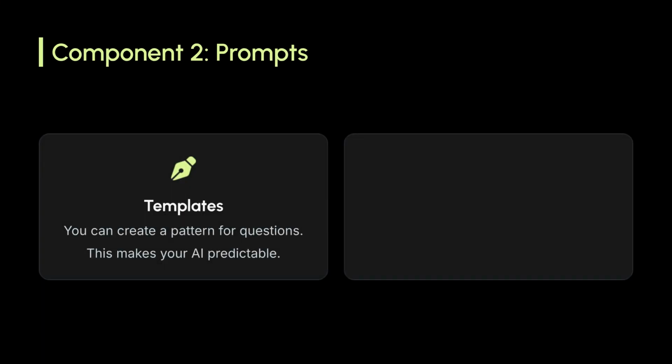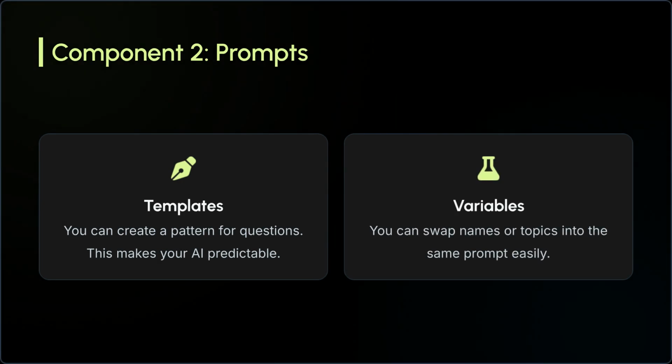Component 2 is prompts. Templates let you create a predictable pattern for questions, and variables allow you to easily swap names or topics into the same prompt.